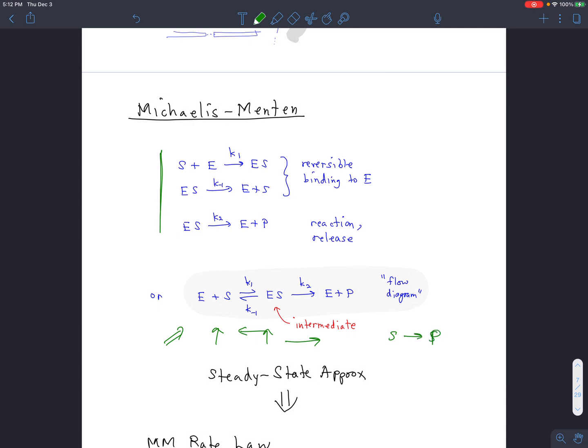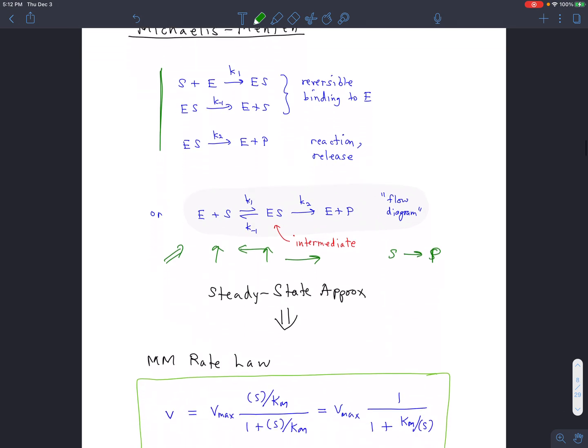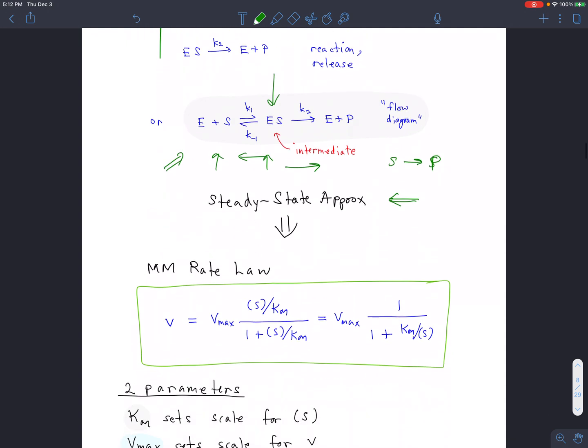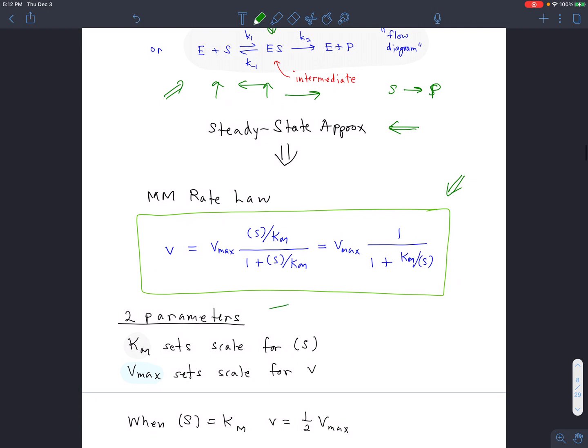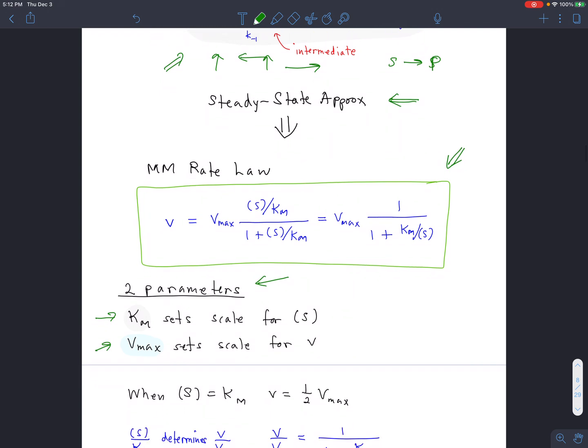The enzyme doesn't change the overall reaction, or the thermodynamics, but it does change the speed at which those things happen. You apply the steady state approximation to this intermediate here, the enzyme-substrate complex, and after a number of steps that we went through, but I won't go through again, you get the Michaelis-Menten rate law, which has two parameters that control how it works. One is Km, the other one is Vmax. Km sets the scale for the substrate.